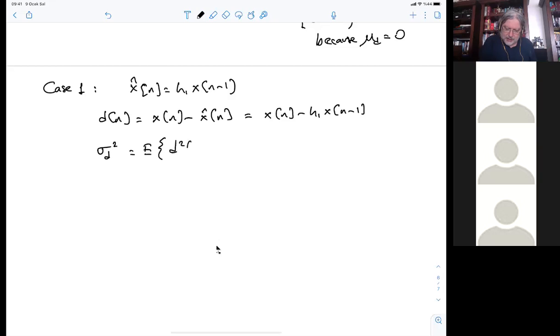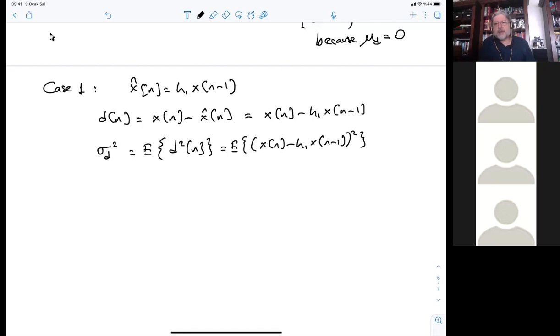So we can write it this way. Otherwise, of course, this expected value of d square is not equal to the variance. We must subtract the mean, but the mean is zero, as I say. And that is the expected value of the square of the term x of n minus h1, x of n minus 1. So we have to take the square of it.